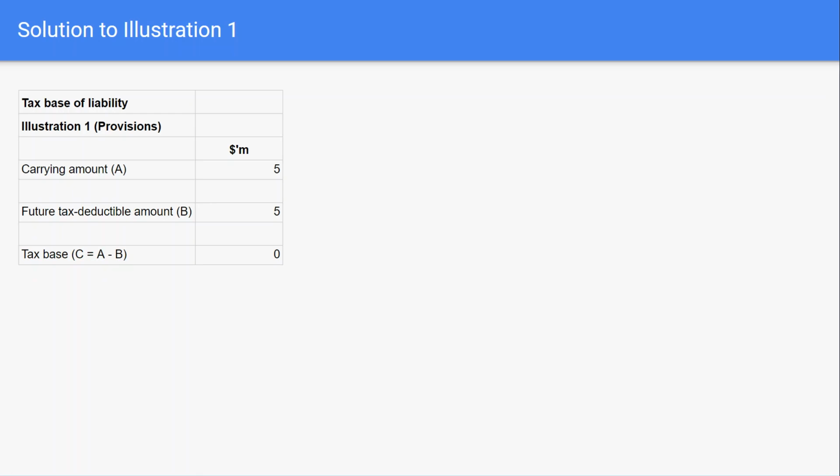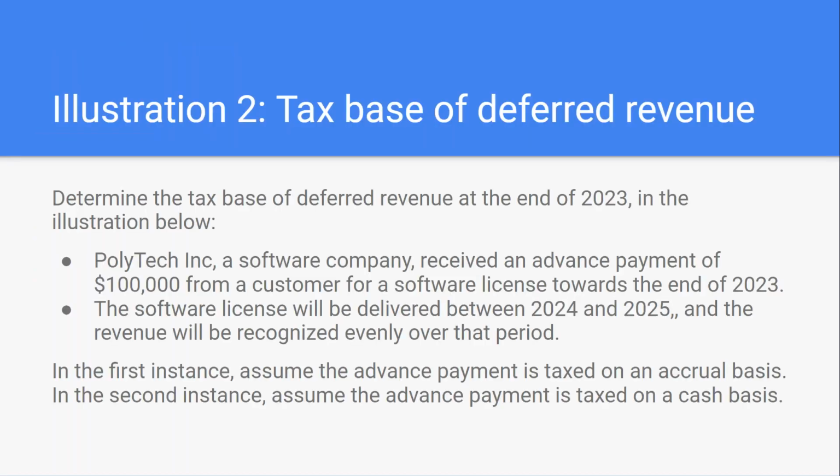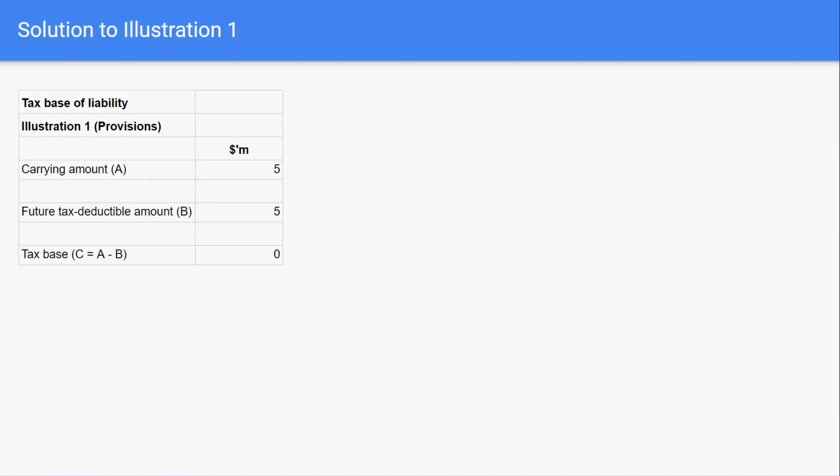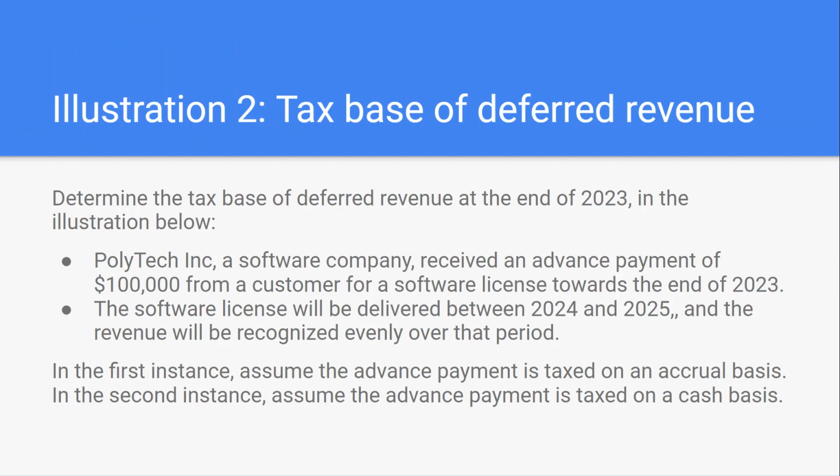As a tip, in most cases, the tax base of a liability will usually be equal to the current amount or 0. In most cases, it will be one or the other. There will be rare cases where it's not exactly that way, but in most cases, it will be either the current amount or 0. Just so you should know that. That was just illustration 1, pretty straightforward. So let's go to illustration 2.